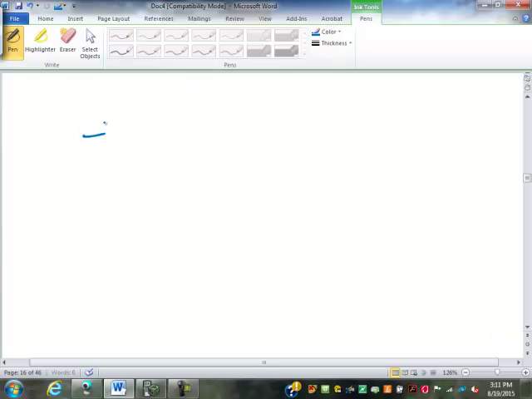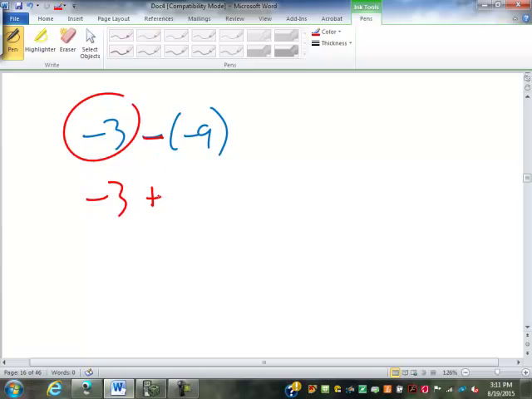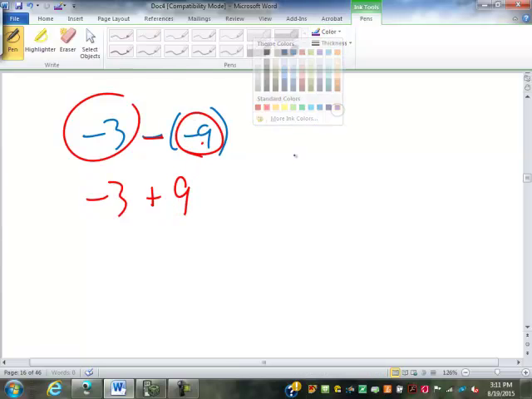Okay, so we have a negative 3 minus a negative 9, right? So the negative 3 doesn't change. That first number never changes. It's the one we're subtracting, so it becomes plus the opposite. What's the opposite of negative 9? Positive 9. So now from here, we have to use the vectors.